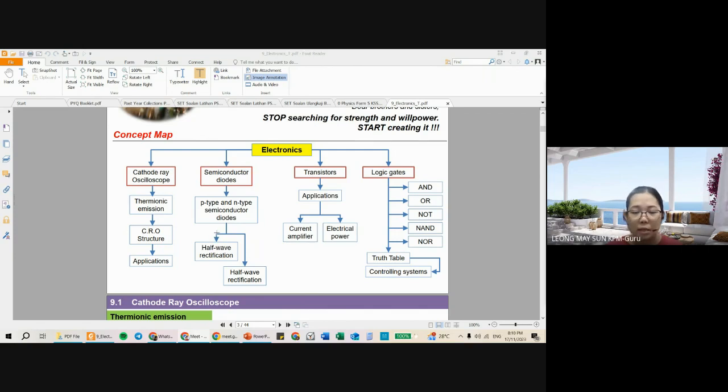How does a diode work, the applications of diodes, and then how does the transistor work. One good thing is that we don't have logic gates anymore, so we don't have to play around with the AND gate, NOR gate, and all that. So we're going to focus on these three parts: the cathode ray oscilloscope, the semiconductor diodes, and the transistor.